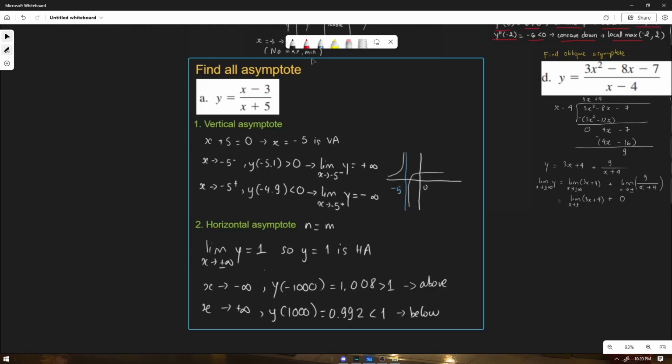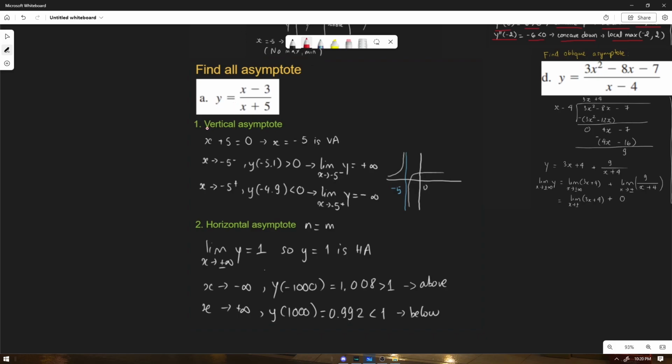Alright, so for finding all asymptotes, the first one we're going through is the vertical asymptote, and we've got an equation up here. So we're just going to quickly do this. This is not hard, it's very easy. For a vertical asymptote, we're just going to take the denominator. This only works for a fraction equation. So we take the denominator only and let it equal 0. So x plus 5 equals 0, which gives us x equals negative 5, which is the vertical asymptote.